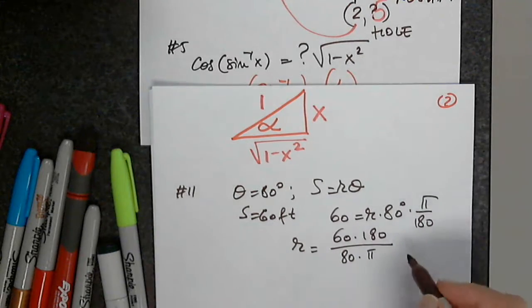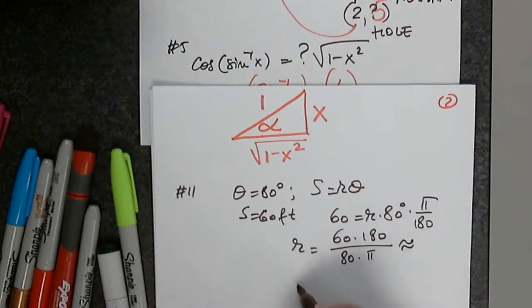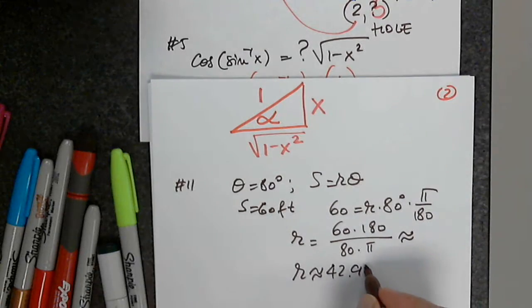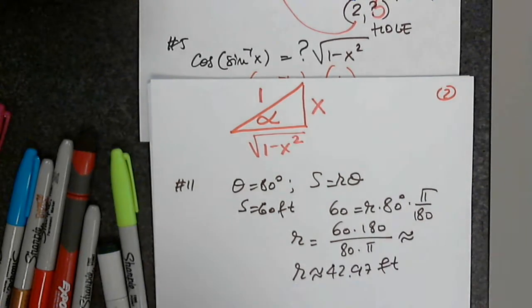So we'll put it in the calculator, and how much did we get? 135 over pi, or 42.97. 42.97, and this is in feet.